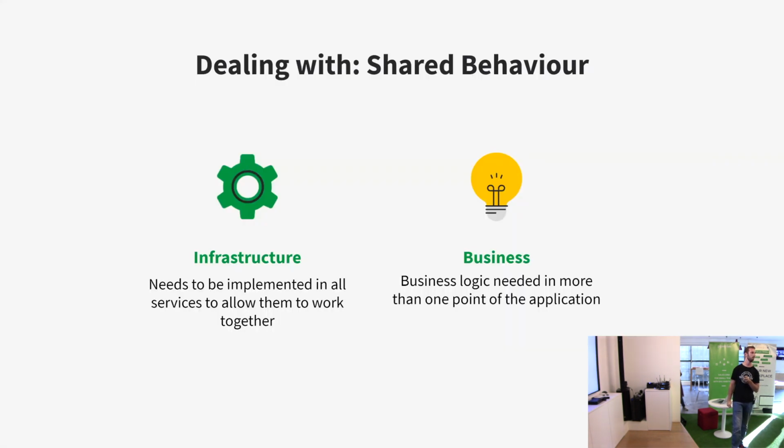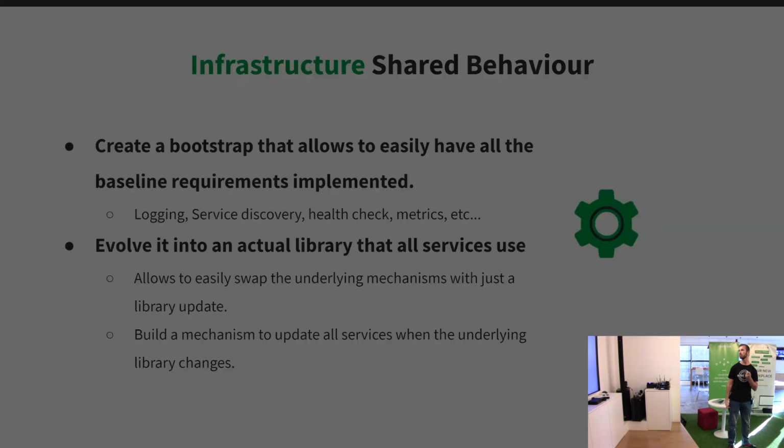So, shared behavior. There's the infrastructure part and the business part. By infrastructure, I mean, we already talked about health checks. Every single service that we ever do will need to implement health checks, right? Business logic is more like the contracts, for example, some functionality that can be used cross-service. This can be done with a library, but there are other ways.